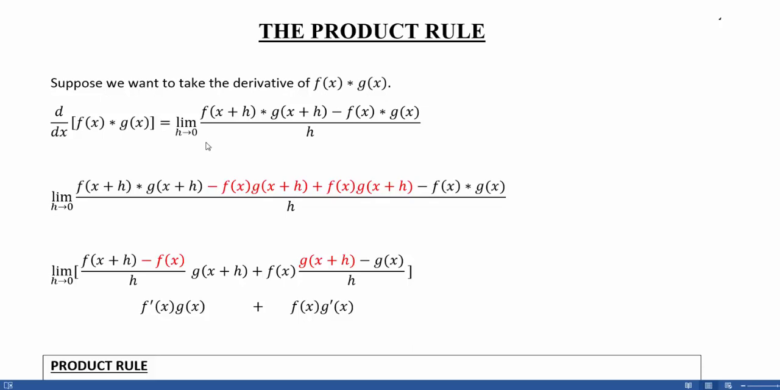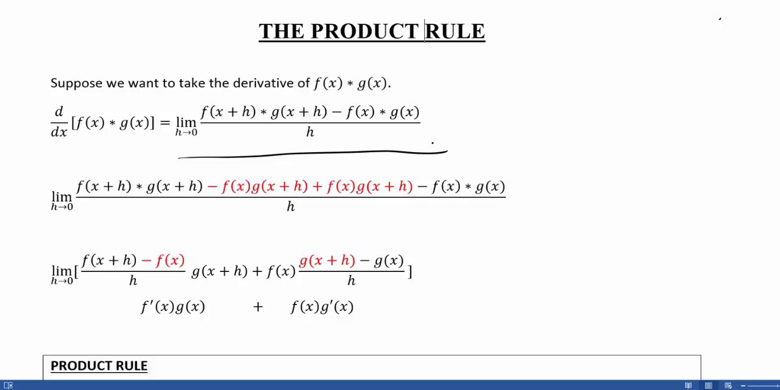So remember, when we use the limit, we're going to be taking the limit of f of x plus h minus f of x all over h. So if the function that we're considering is f of x times g of x, this gives us the limit as h goes to 0 of f of x plus h times g of x plus h minus f of x times g of x, all divided by h.